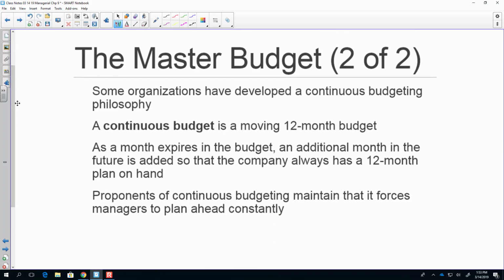Continuous budget. Please know what this means. Basically, you always have a 12-month budget in place. As 1 month expires, you budget for another month on the end, right? 1 month drops, we pick up another month and plan for that month. This is extremely hard to do because you're always in that budget process. But some companies do it.